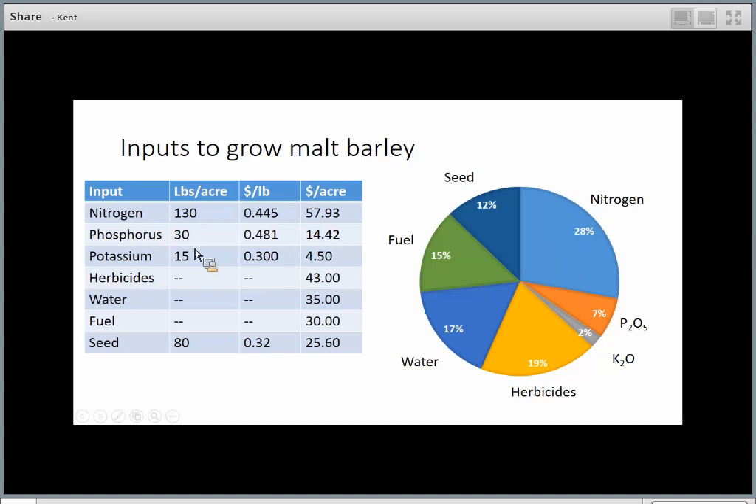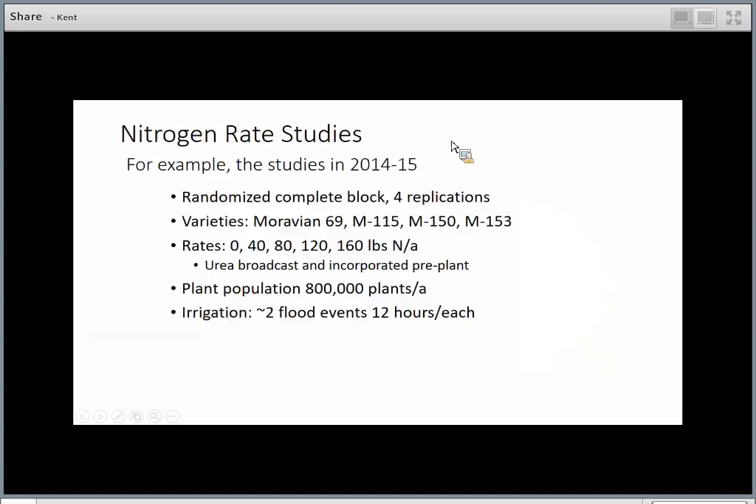And you can argue about the numbers. It's going to depend on the rate and what the previous crop was and all those kinds of things, the seed costs. But no matter what you do, it's still going to end up being a quarter or so of the input cost. So it pays to optimize your nitrogen input.